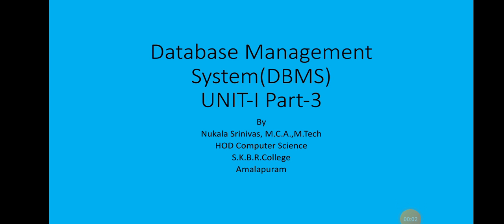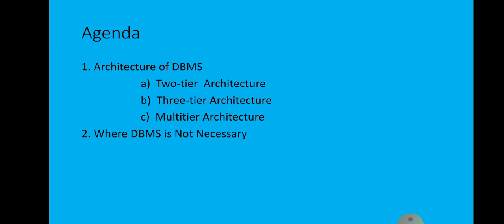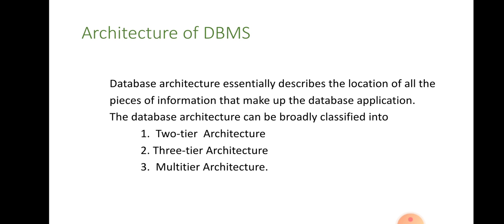Welcome back to part 3 of Unit 1 of DBMS. In this section, we are discussing the architecture of the DBMS, and the architecture is of three types. First one is two-tier architecture, second one is three-tier architecture, and third one is multi-tier architecture. And also we discuss in this section where the DBMS is not necessary.